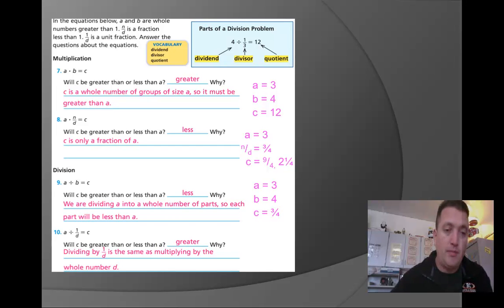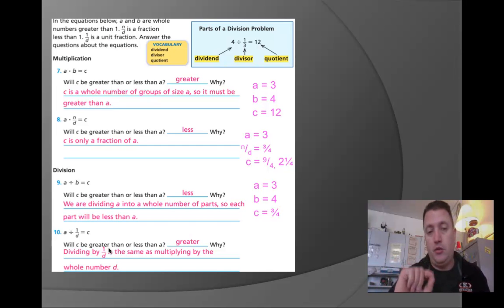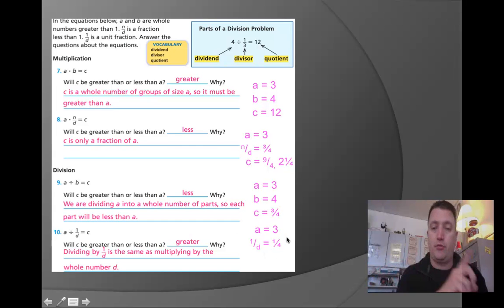Why? Well, because when we divide by a unit fraction, that's the same as multiplying by the whole number at the bottom, or multiplying by the denominator, okay? So we just flip it over, all right? So let's say we had 3, and then 1 over D was 1/4 in this case. I would flip 1/4 over. 3, change my division sign to multiplication, 3 times 4 over 1. I can put my 3 over 1 as well.